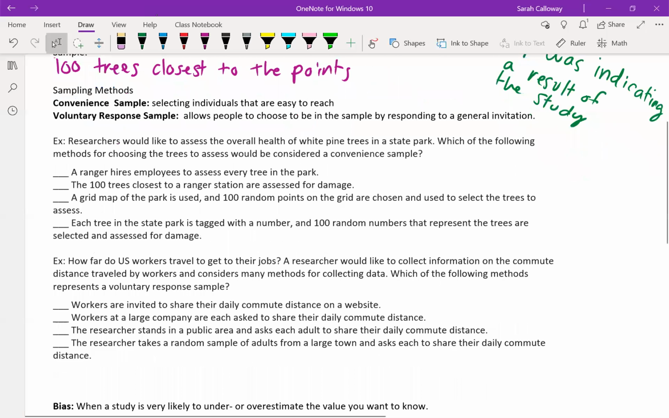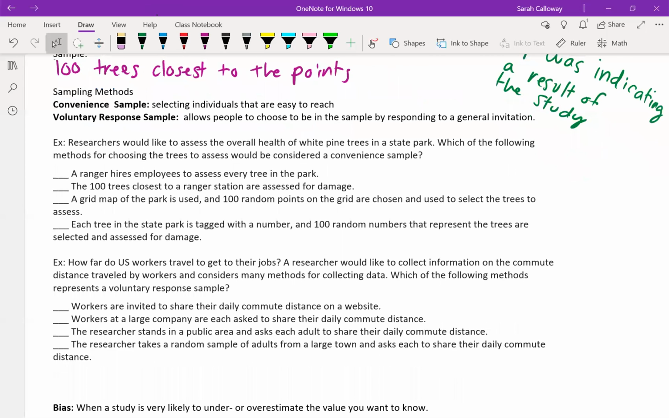Researchers would like to assess the overall health of white pine trees in the state park. Same situation as above. Which of the following methods for choosing the trees would be considered a convenience sample? Remember, convenience, we're looking for easy to reach. A ranger hires employees to assess every tree in the park. If I'm assessing every tree, that does not sound easy at all. So that would not be convenient.